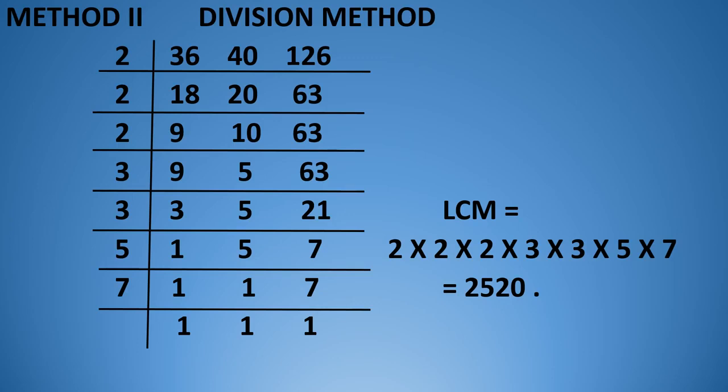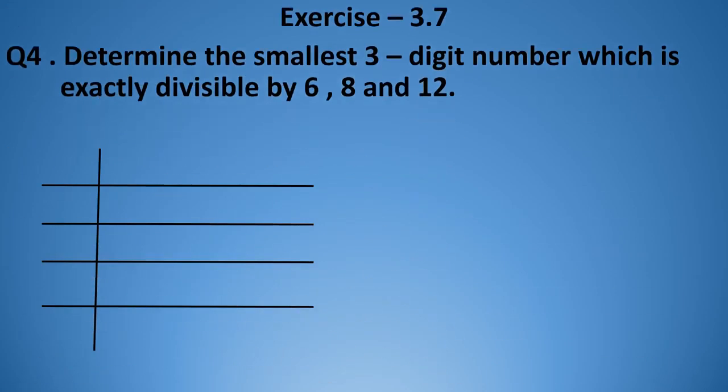Now I have done some of the questions of exercise 3.7. See question number 4. Determine the smallest 3-digit number which is exactly divisible by 6, 8 and 12. I am repeating the question. Determine the smallest 3-digit number which is exactly divisible by 6, 8 and 12. We will find out the LCM of 6, 8 and 12, as we have to find out the number which is exactly divisible by 6, 8 and 12.